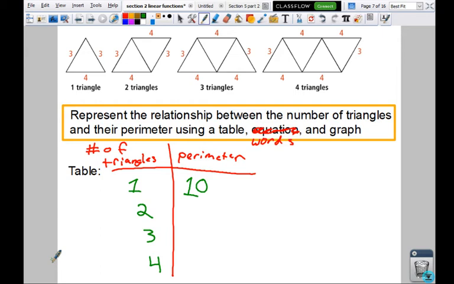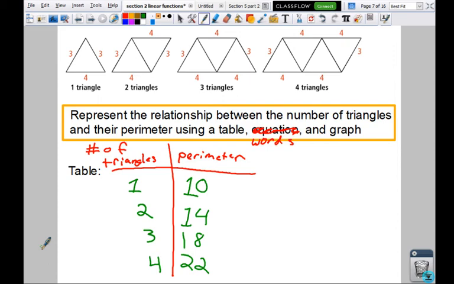All right, let's work on finishing off this table. So Joycelyn, when we have 2 triangles, what's our perimeter? 14. Okay. Sophia, when we have 3 triangles, what's our perimeter? 18. And Zoe, when we have 4 triangles? 22. Yep. All right. So we filled out our table here.